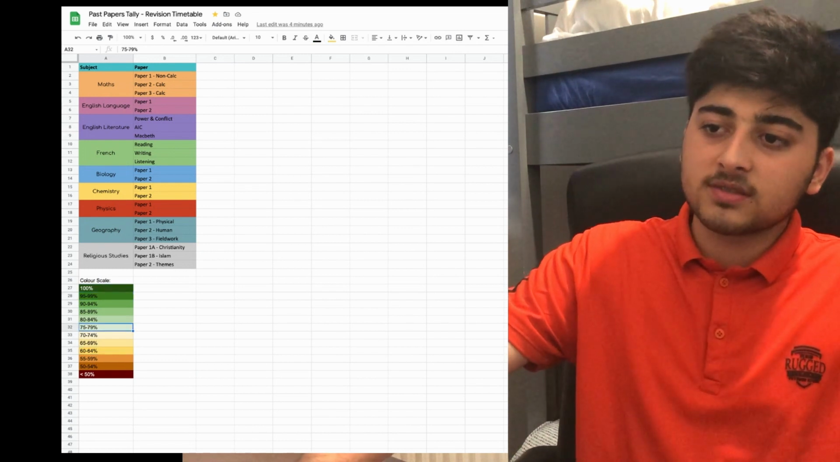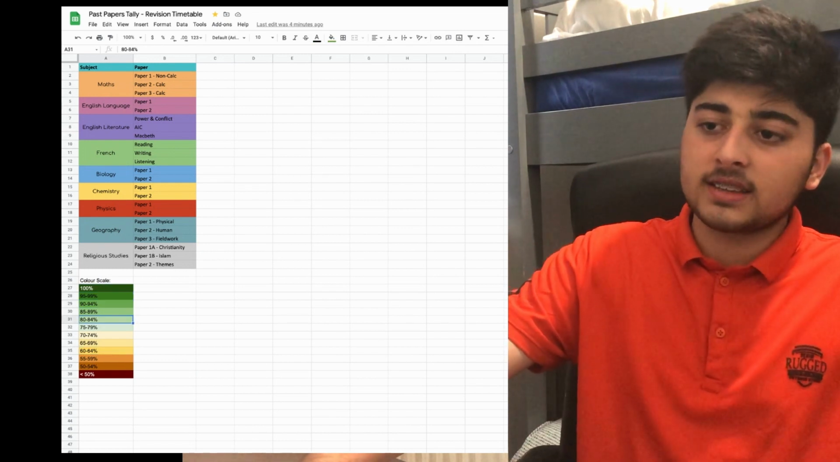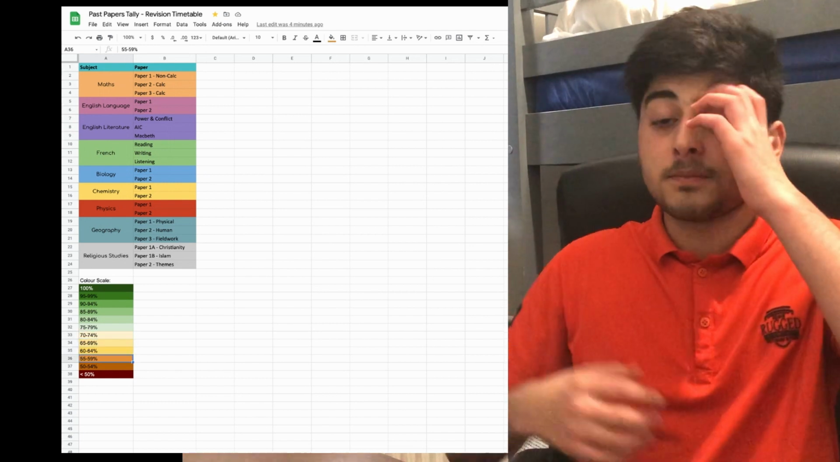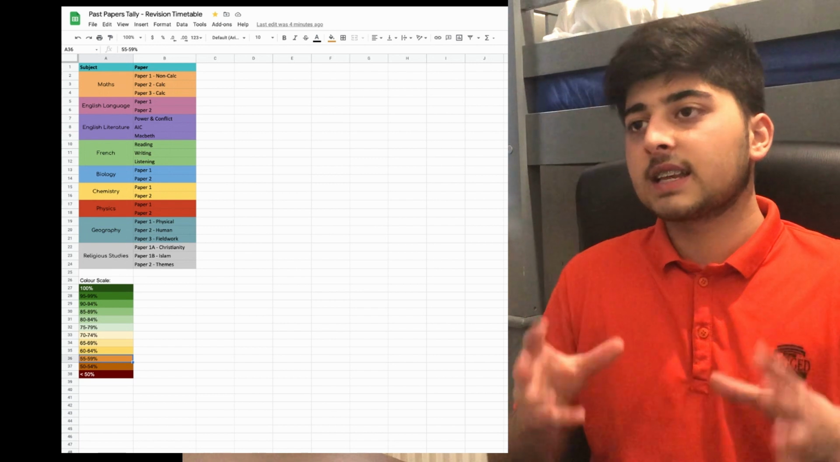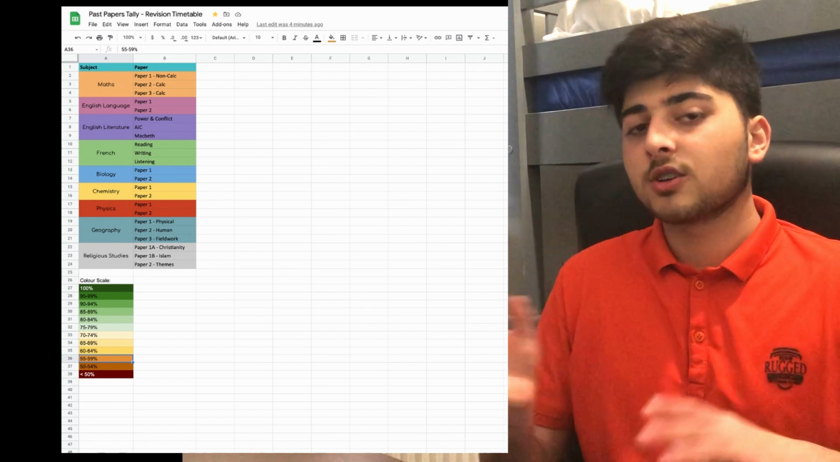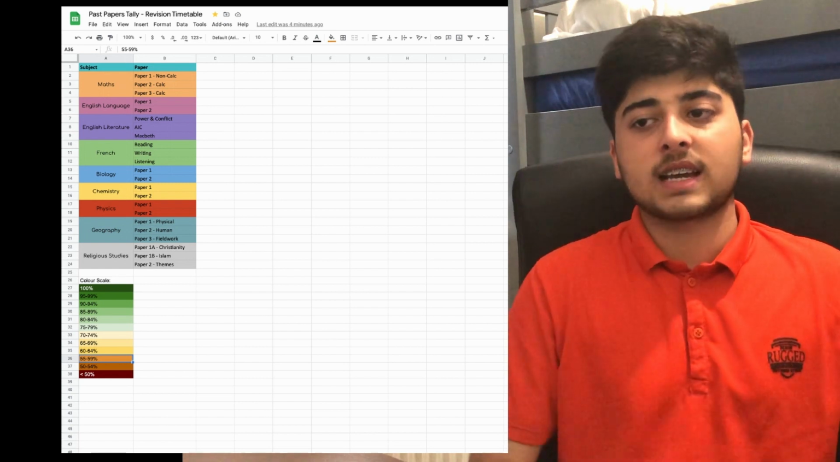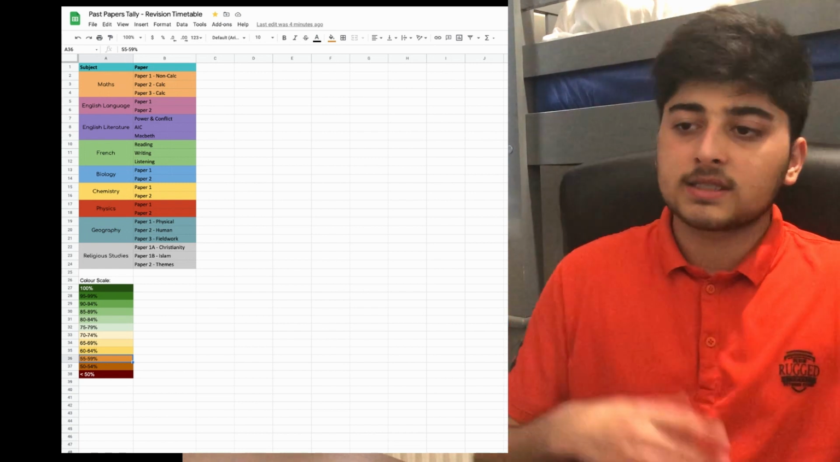I've got a lot of nice colours for 90 and stuff like that, and then it just goes to yellow as soon as it goes below 70%. So the point is, I can clearly see exactly when I'm doing good on a specific past paper and when I'm doing bad on a specific past paper, and exactly which subjects I need to improve on. That's exactly why I have this here.